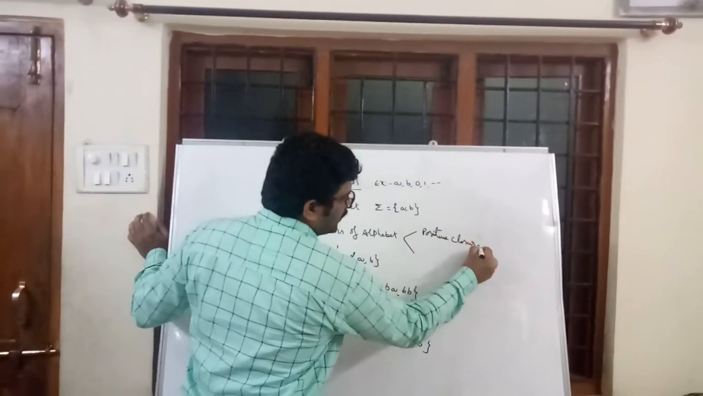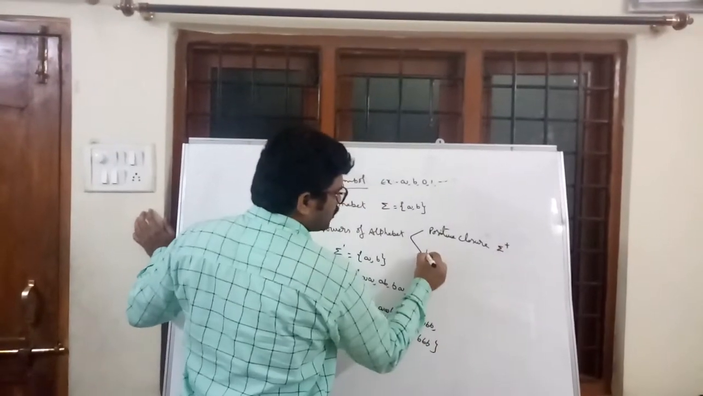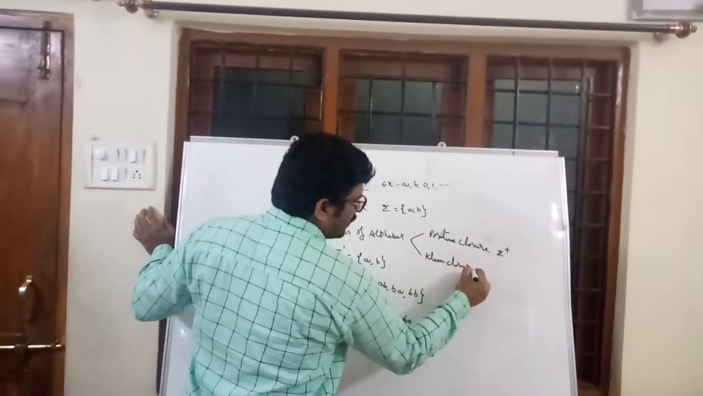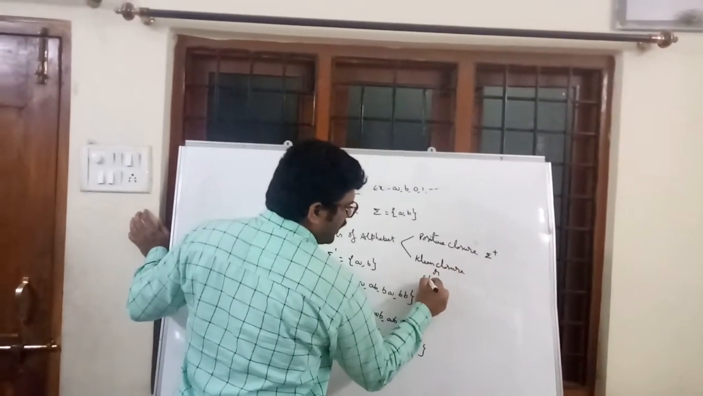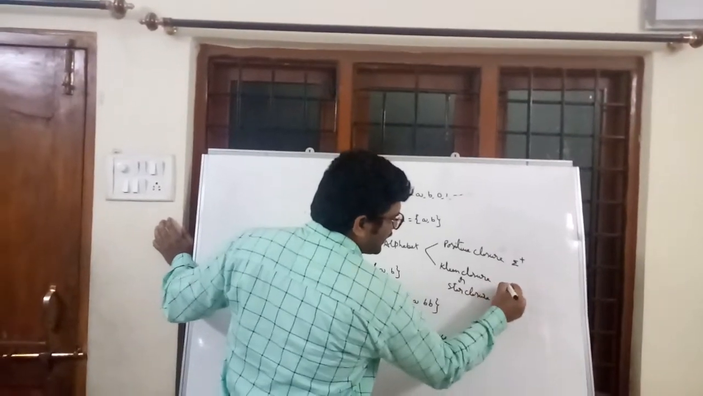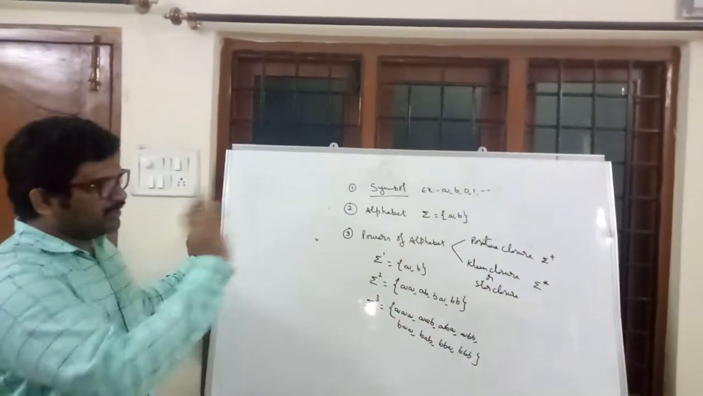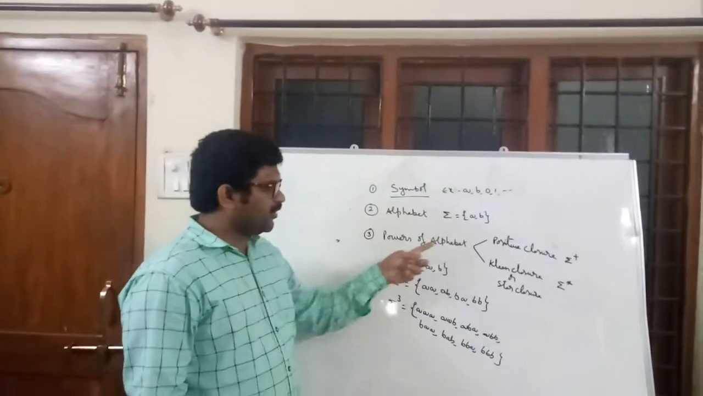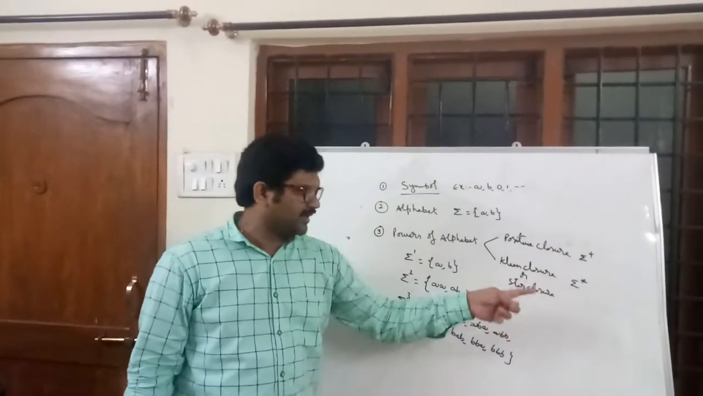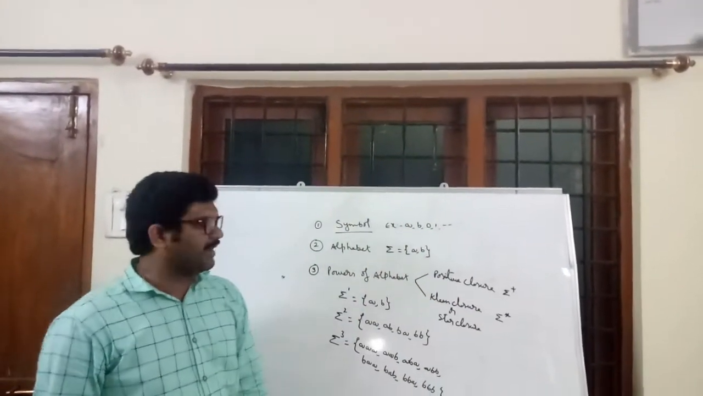Positive closure is generally denoted with sigma power plus. Then the next one is Kleene closure, or one more name is there, we call it star closure, which means sigma power star, sigma star. So what are those two? In the powers of alphabet, we should learn these two. These two are the most important things. Sigma power plus, that means positive closure, and the next one is Kleene closure, sigma star.